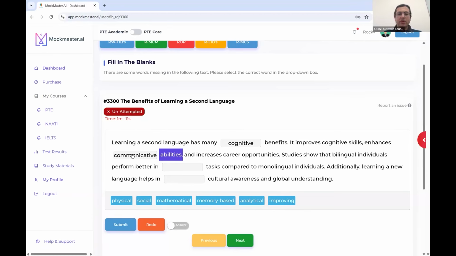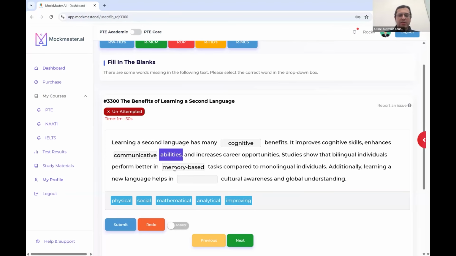Now let's continue. Studies show that bilingual individuals perform better in dash tasks. In which tasks? Bilingual means people who can speak two languages. So out of the given options like mathematical, memory based, analytical, maybe this is about cognitive. Cognitive means related to the brain, related to the mind. So maybe memory based might be a better option. So let me put it there, memory based.